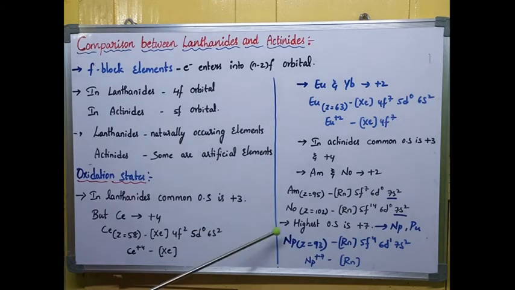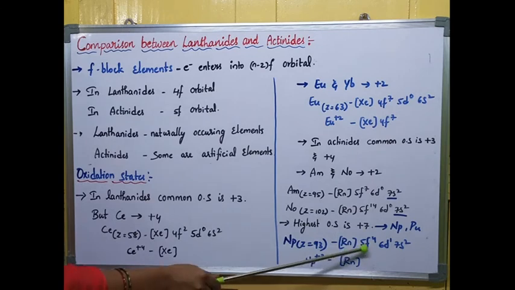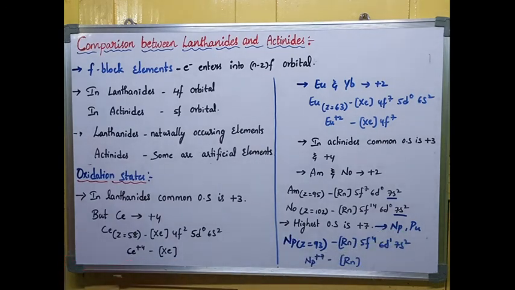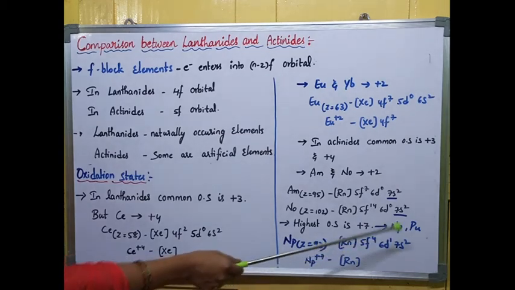Next, coming to the highest oxidation state of the actinides. The highest oxidation state is exhibited by both neptunium and plutonium. They exhibit the +7 oxidation state. I'm giving you neptunium as the example here. Neptunium, atomic number 93. If I write the electronic configuration, you'll get radon 5f4 6d1 7s2.